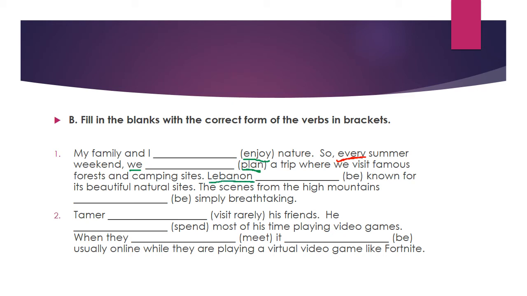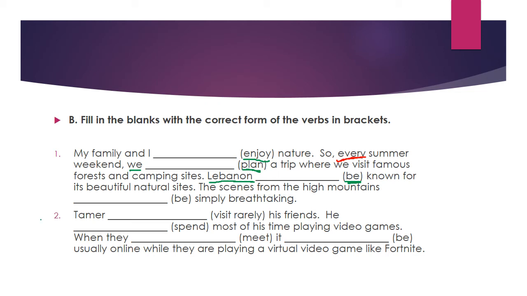Lebanon, it. What's the present simple of be? Is, am, are. It is. Lebanon is known for its beautiful natural sites. This is a fact about Lebanon. The scenes from the high mountains, the scenes are simply breathtaking. Again, it's an opinion. The scenes, they are. Remember, verb be in the present simple is, am, are. I am, he is, she is, it is, we are, they are in the present simple.